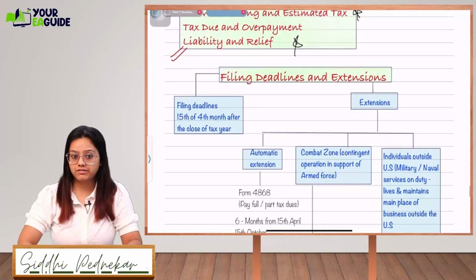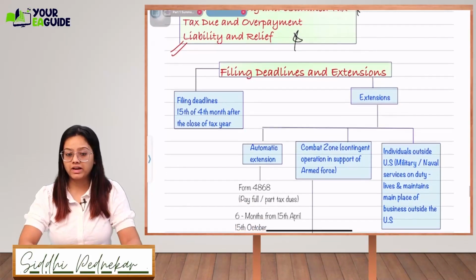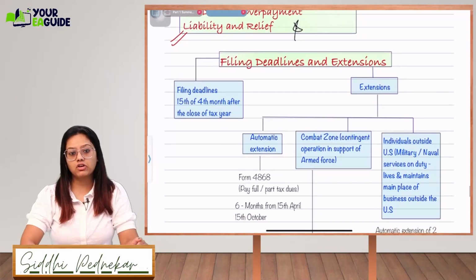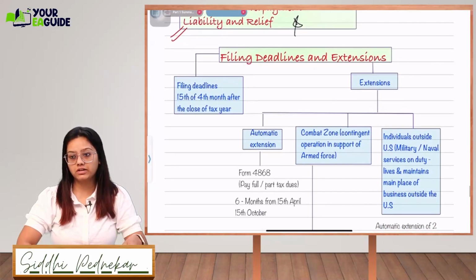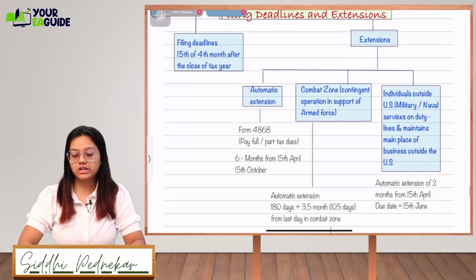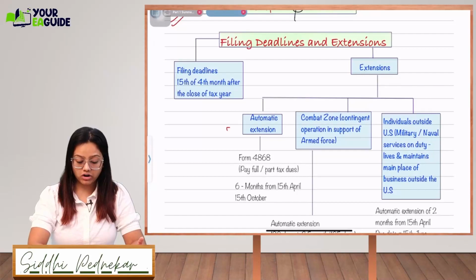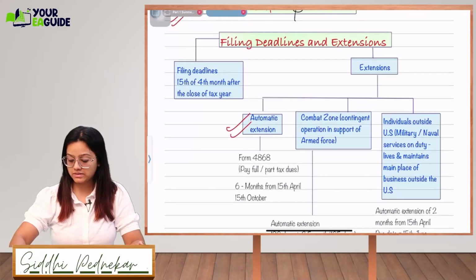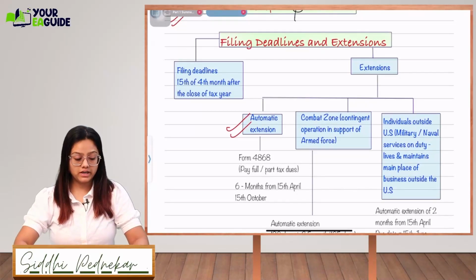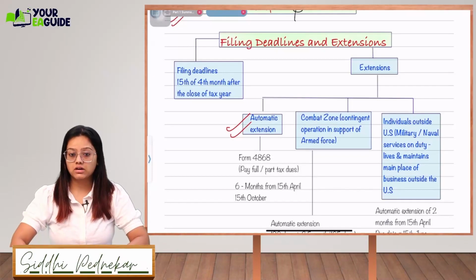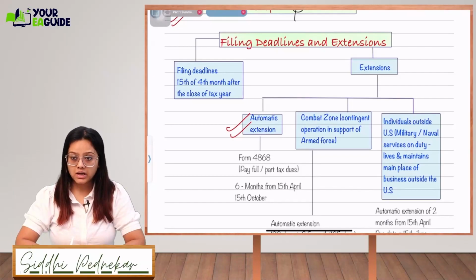Everyone is aware of the due date of filing the tax return. The filing deadline is the 15th of the 4th month after the close of the year, that is 15th April. Extension can be granted in 3 ways. First is automatic extension. Automatic extension is available for 6 months. Right, so 4868 is the form which can be filed before the due date.